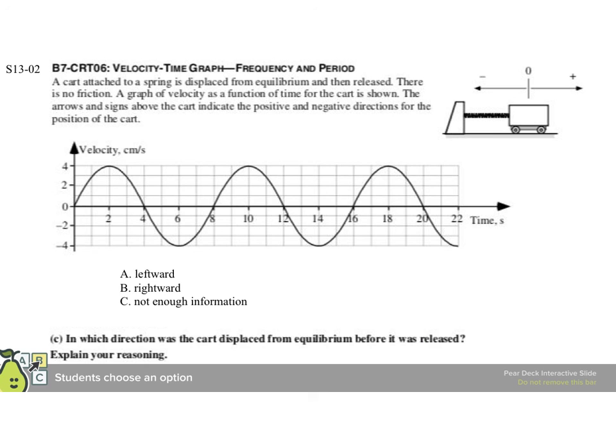And then, in what direction is the cart displaced from equilibrium before it was released? Notice it's released from rest, so it is stretched to either its plus or minus amplitude, and then let go. Well, if it starts off moving rightward, it must have been displaced to the left. If it's going to start from rest, it's going to start here and move over.